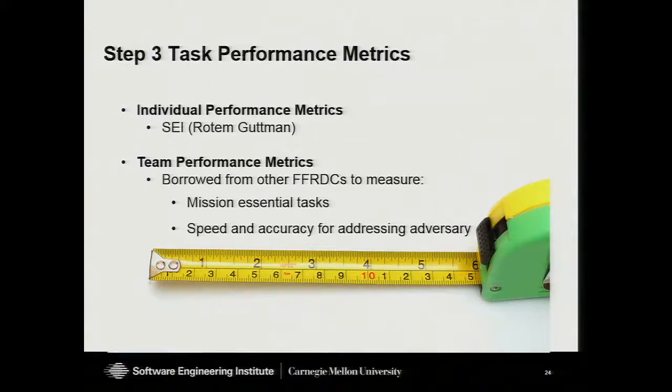The task performance metrics are the metrics on what they're doing with respect to their technical competencies. Rodham is actually working at the individual level, on how you measure a person's capabilities or competencies with respect to cybersecurity. So he's working on that, which is nice. And I need that information in order to understand how we put together the team. We also have borrowed other team metrics at that level from other federal labs. And these look at speed and accuracy as well as mission essential tasks. How well did they perform against the assigned mission essential tasks they had to complete?